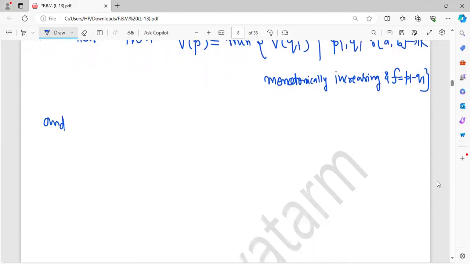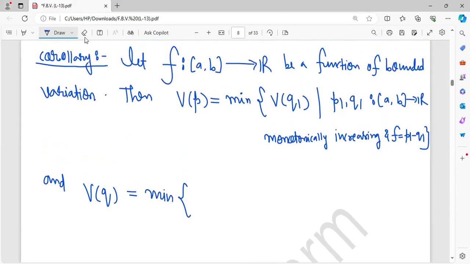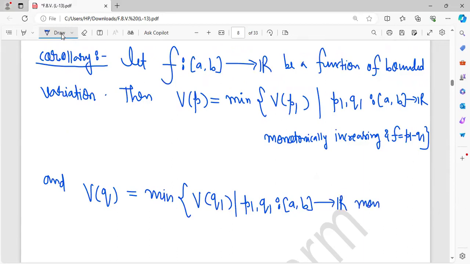And VQ is equal to minimum of, this is minimum of VP1, and this is minimum of VQ1, P1, Q1 from closed interval AB to R monotonically increasing, and F is equal to P1 minus Q1. Okay, let's prove it.